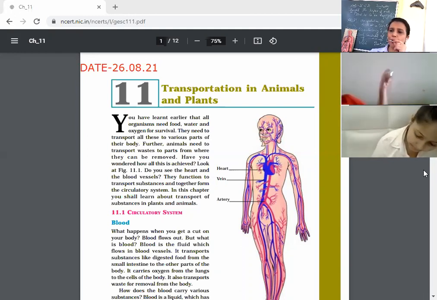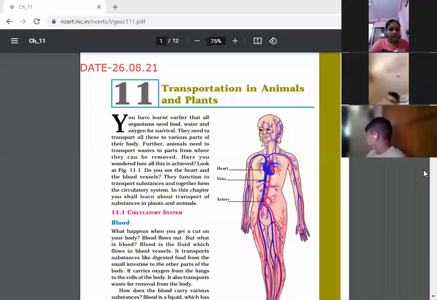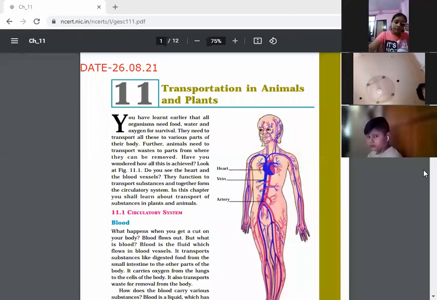So who is responsible for it? Which system is responsible? Who is doing all those functions? The answer to this question is the circulatory system. In our body, there is a circulatory system which performs all these functions of transportation.